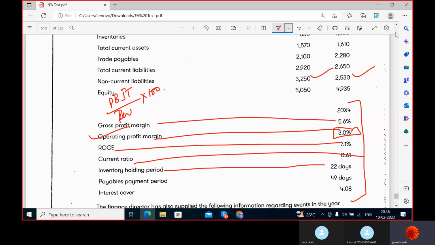Now let's do ROCE. What's the formula for ROCE? Return on capital employed is equal to PBIT divided by equity plus non-current liabilities. That means equity plus debt. Debt here is long-term debt. So this current year's ROCE is 7.1%.